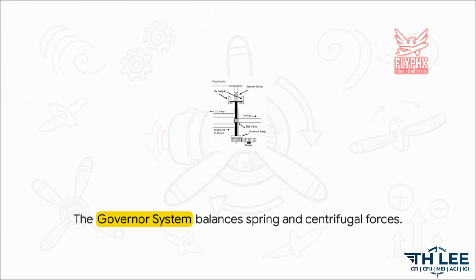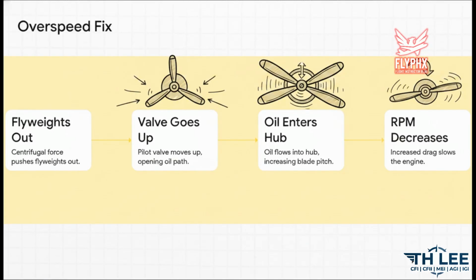This physical tug-of-war moves a central pilot valve up or down, which then directs high-pressure engine oil either straight into the propeller hub or drains it back out to the engine sump. Let's look at how this plays out dynamically.